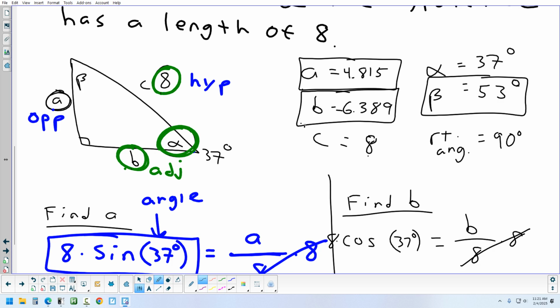The other thing you can check is the biggest side should always be in the row with the biggest angle. The smallest side should be with the smallest angle. So that's another thing you can check.